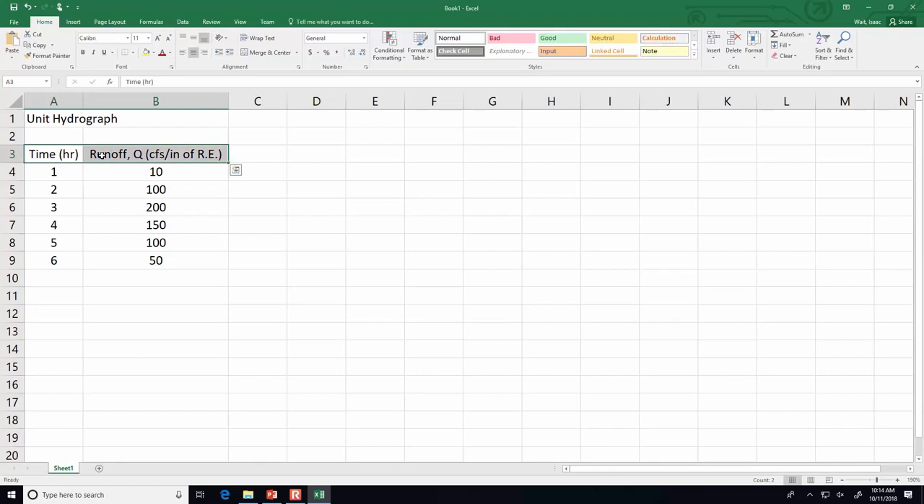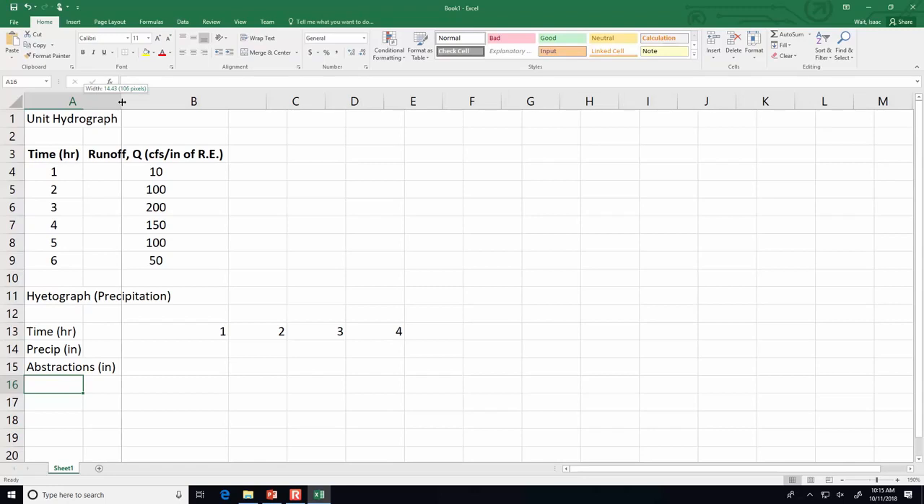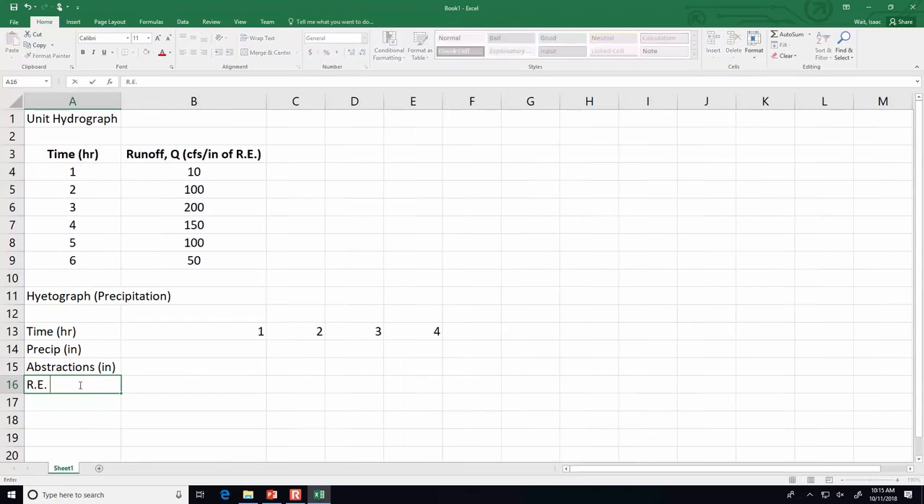So this is just given. Someone out there did a study and found out what was the unit hydrograph. And with that given data, let's calculate our hydrograph. So we'll have a hydrograph. Okay, so we had a certain time in hours, and during the first hour, second, third, fourth. Okay, and we're going to have precip in terms of inches, and then abstraction in inches, and then we'll subtract the abstractions from the precipitation, and that'll give us the rainfall excess, also in inches.